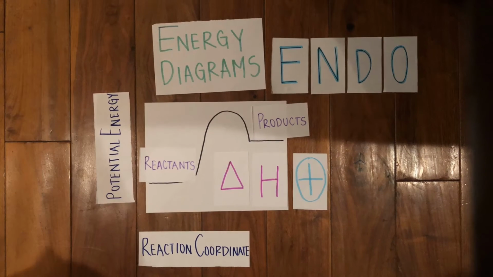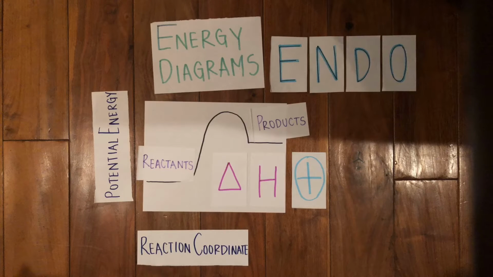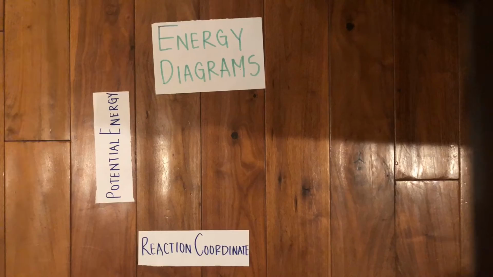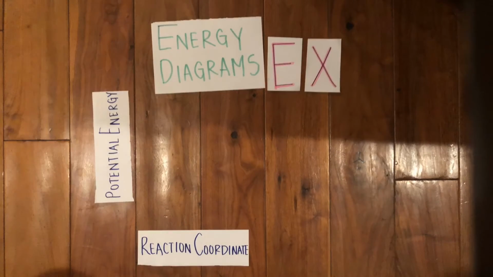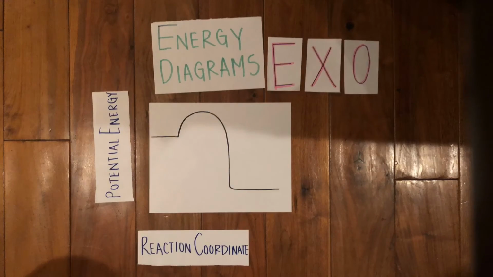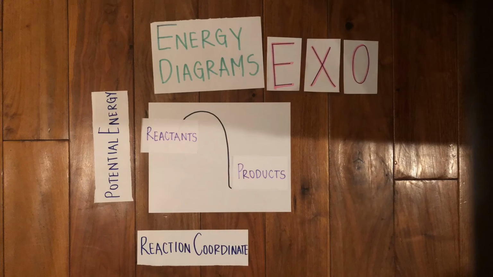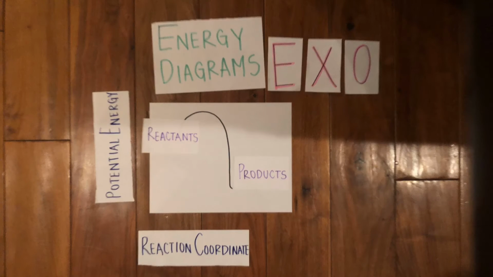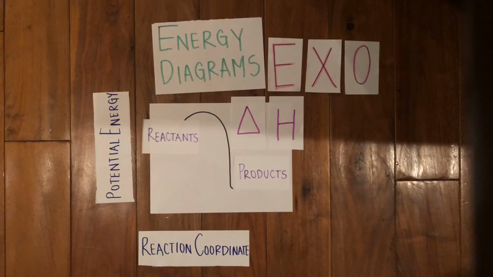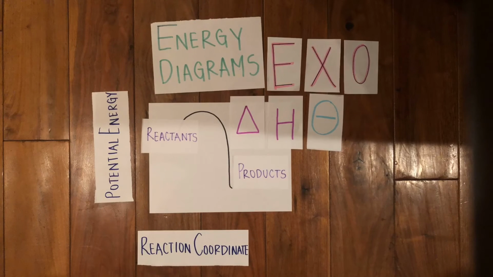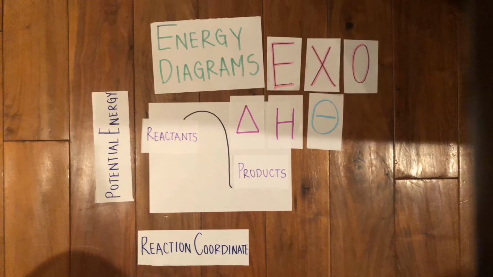In this diagram, the delta H of the reaction, or enthalpy of reaction, is positive because there is an intake of heat. The next energy diagram is an exothermic reaction energy diagram. In this diagram, the potential energy of the reactants is higher than the potential energy of the products. This is because more energy is released when the reaction proceeds, and because of this, the delta H of the reaction is negative because heat is being produced.